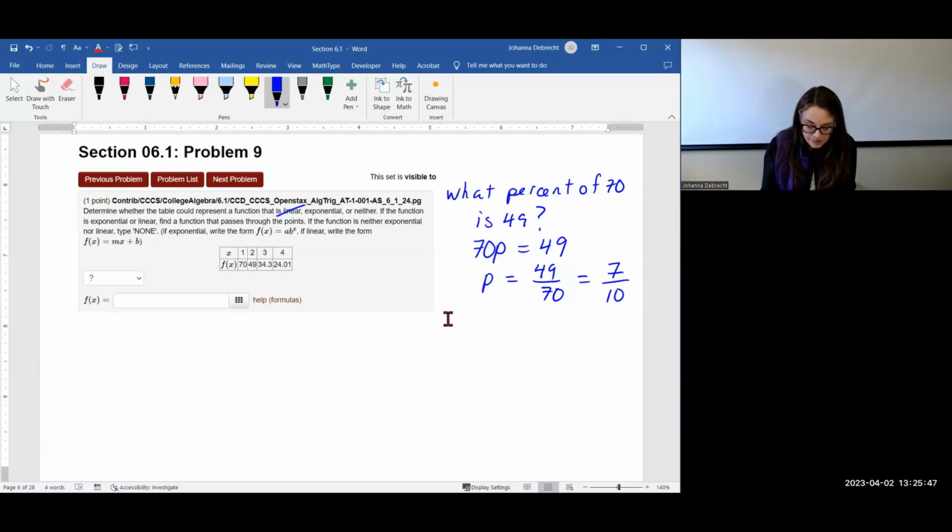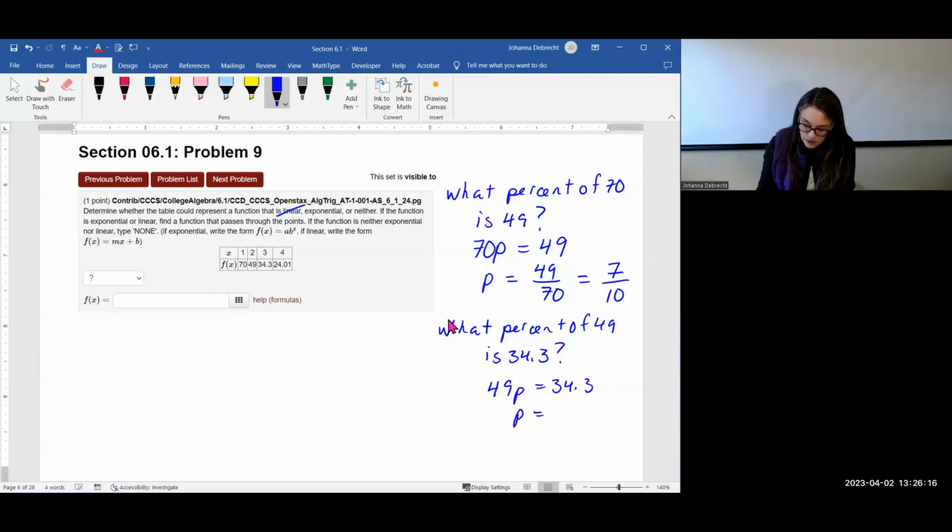All right. So the next thing I want to do is I want to find out if the 34.3 has the same relationship to 49. And unfortunately, with exponentials, you got to check all of them. So this is going to be what percent of 49 is 34.3. So this becomes 49P equals 34.3.